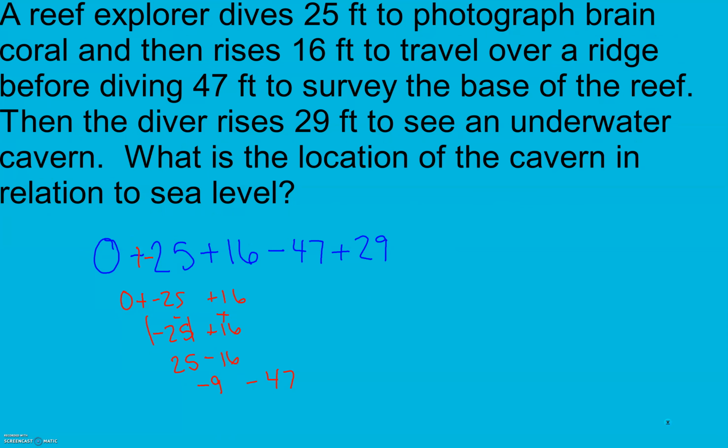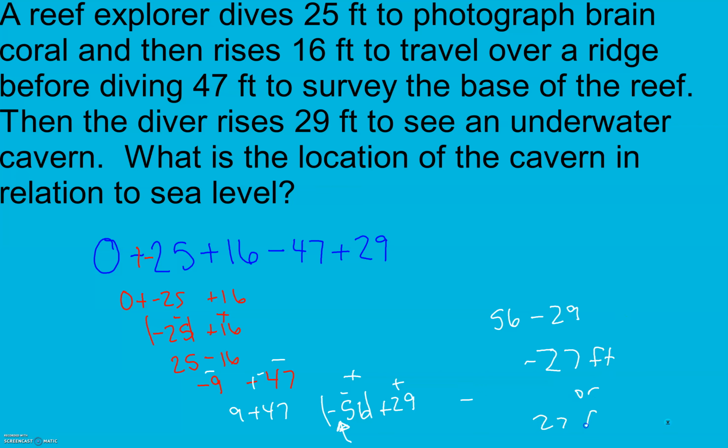I change subtraction to adding the opposite. Both are negative, so we're going to find the sum. It's going to give me 56. I look, 47's bigger, it's negative. Then I add 29. Different signs, so I'm going to subtract 56 minus 29, and I'm going to get 27. 56 was negative, so my answer is negative. So -27 feet, or 27 feet below sea level.